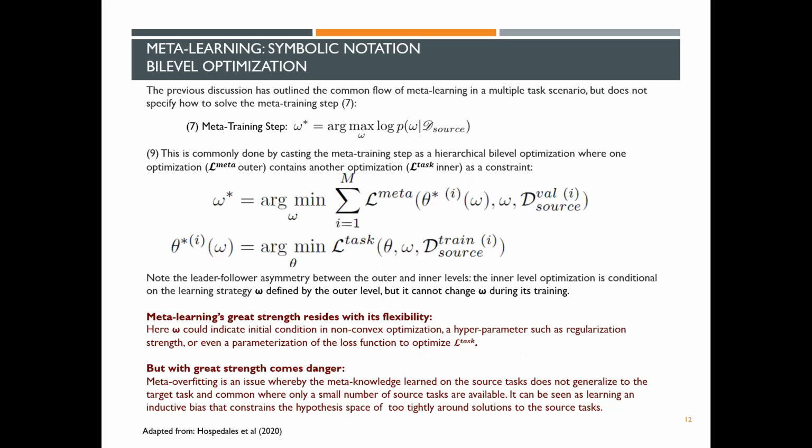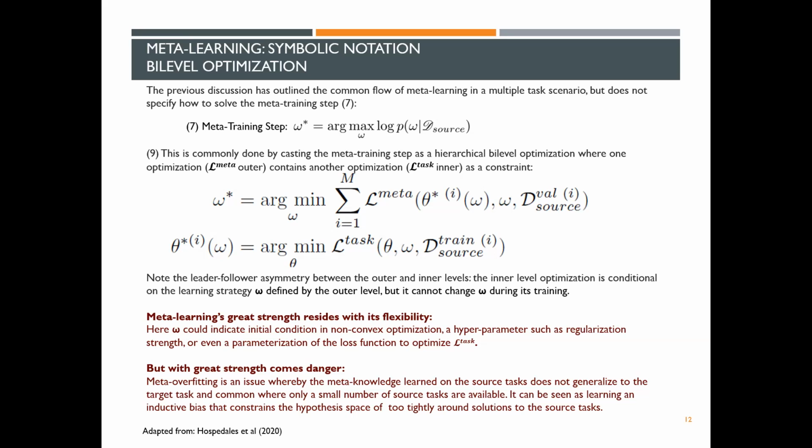So one last step here, and this is where we're going to bridge to that figure we showed before. This is just emphasizing the bi-level architecture. As we said, we have this meta training step, so that's our lowercase omega star. But here now we want to cast the meta training step as a hierarchical bi-level optimization, where this meta loss function actually contains within it the loss function of the specific task, right?